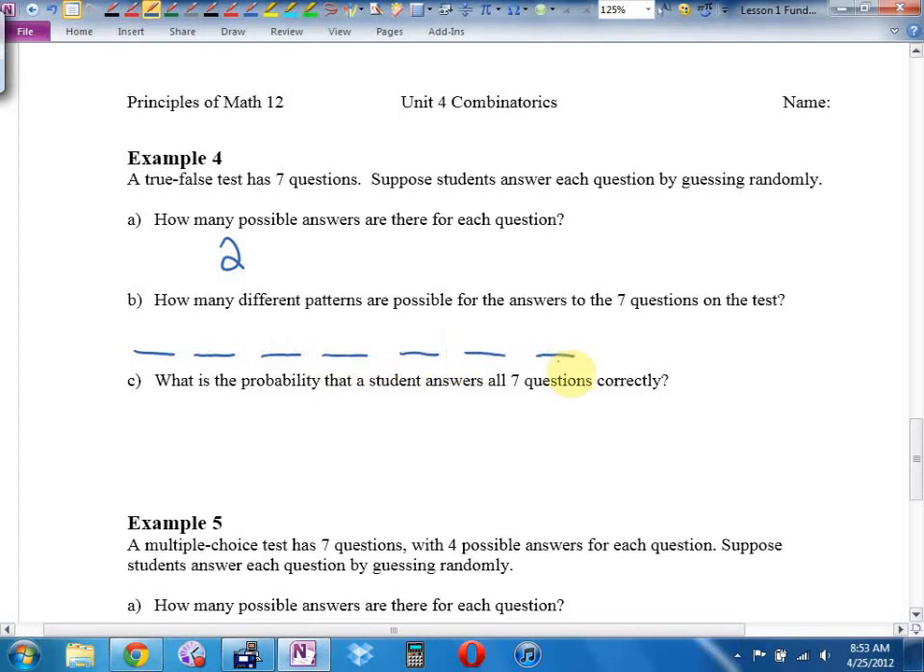How many choices, Andrew, do you have for the first question for answers? How many for the second? How many for the third? Can you find a shortcut without me filling all of this in? Is there an easier way to go 2 times 2 times 2 times 2? Hey, some exponents can rear their ugly head. How many different possible ways are there of filling out a true-false test with seven questions? 2 to the 7th, which is?